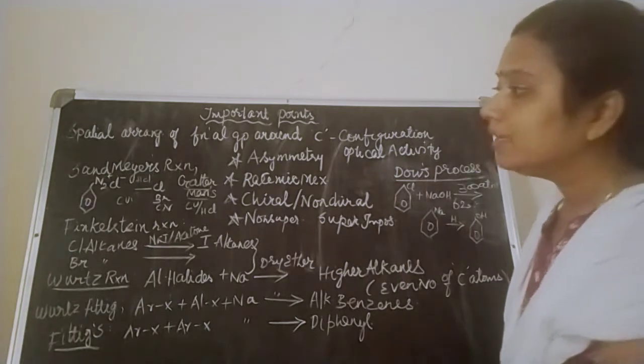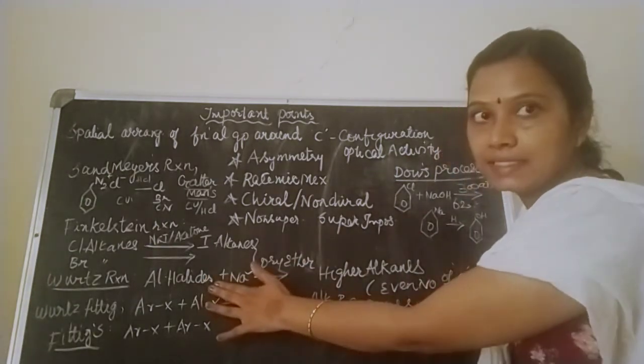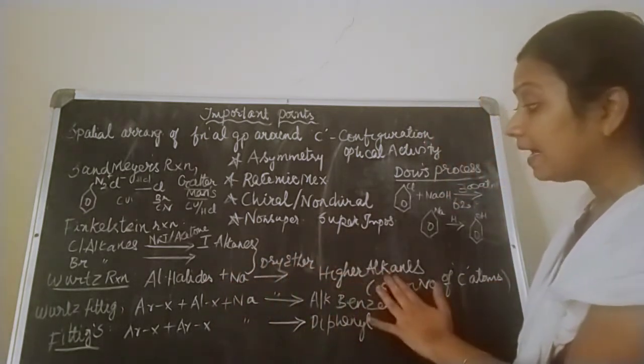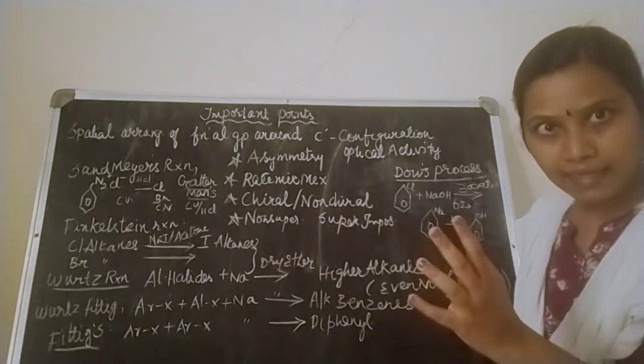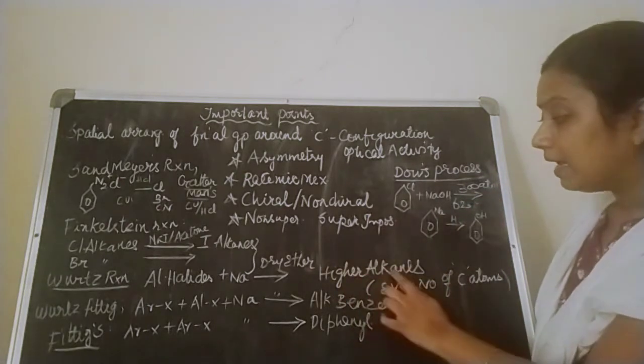Done. Then what is Wood's reaction? I have alkyl halides. Alkyl halides in the presence of sodium and dry ether will give you higher alkanes. Okay. What is Wood's reaction? I need alkyl halides in the presence of sodium, in the presence of dry ether, and I will be getting higher alkanes.